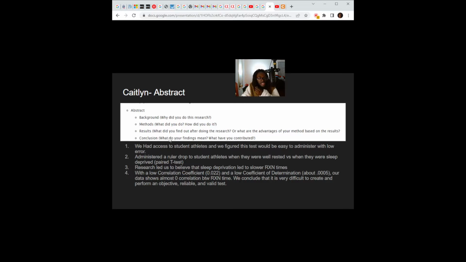Conclusion. So our conclusion is all written out right here, and this conclusion is the biggest part. When we created our own test and did it, we calculated a low correlation coefficient, which we already talked about, and a low coefficient of determination. So our data shows almost 0 correlation between reaction time and sleep deprivation. I think I missed that part right there.